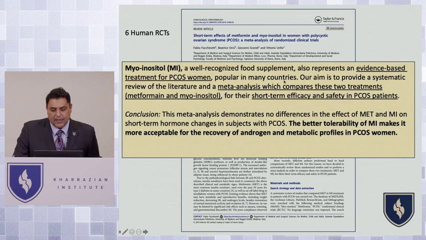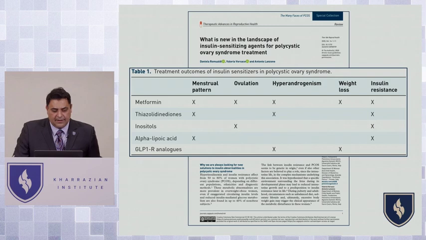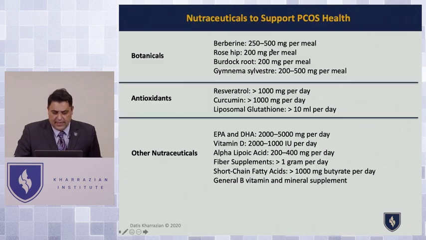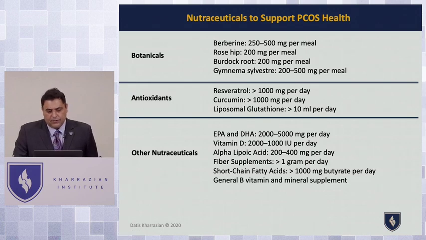Several papers have been published on myo-inositol, and studies where they compared metformin to things like alpha-lipoic acid and inositol show that these are very helpful with menstrual patterns, with ovulation, and insulin resistance. So we know that berberine impacts AMPK, and myo-inositol impacts insulin receptor site responses. This is a typical protocol with the exact dosages, or I'd say clinical dosages, you could say, that could be used to impact PCOS.